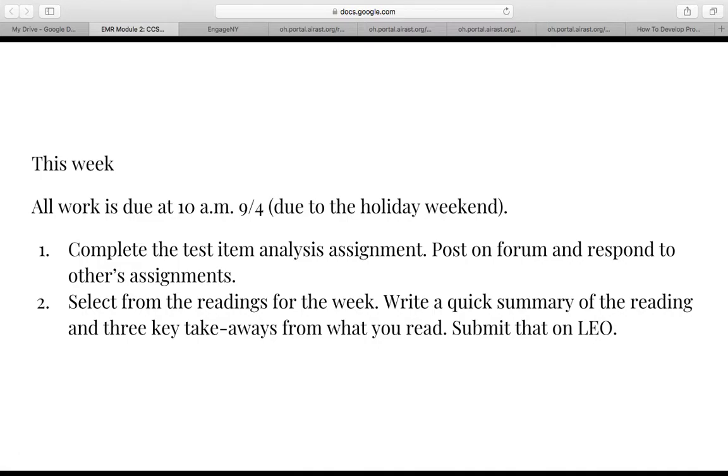But you have 2 things that you need to do for this week. The first thing is you need to complete the test item analysis assignment. You're going to post on the forum and respond to another person's post there. Then you're going to select from the readings for this week and write a quick summary of the reading and 3 key takeaways about what you read, and submit that on Leo.